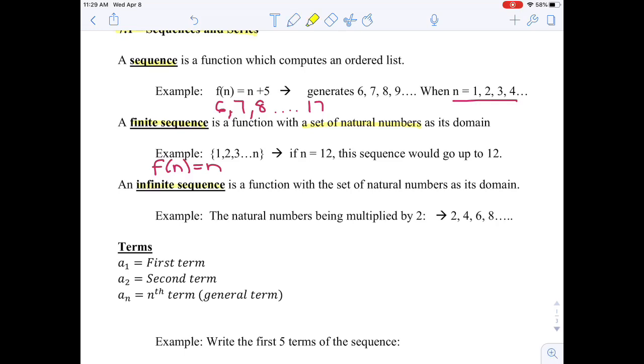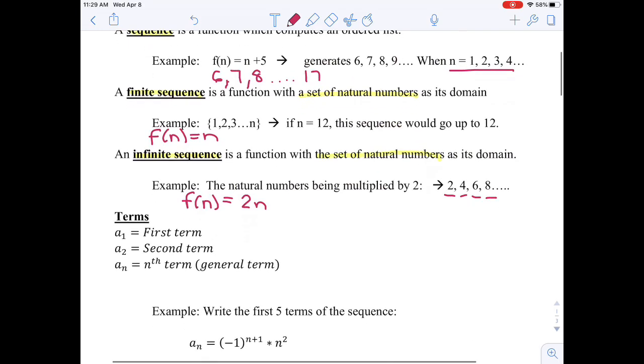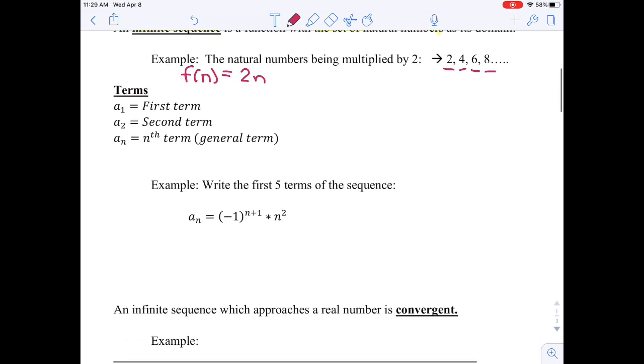An infinite sequence is just that. It goes on forever. It deals with the entire set of the natural numbers. So let's say we deal with the natural numbers being multiplied by 2. So the function of 2n. When n is 1, we get out 2. When n is 2, we get out 4. n is 3, we get out 6. n is 4, we get out 8. And that would go on forever, because we're dealing with all the natural numbers, and that's all your counting numbers, and we can keep counting forever.